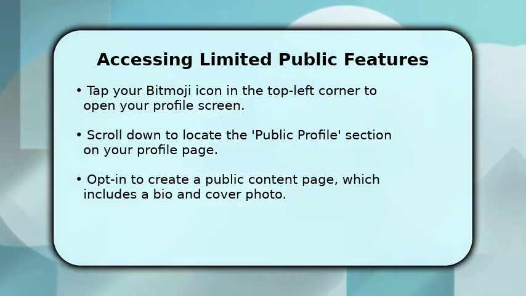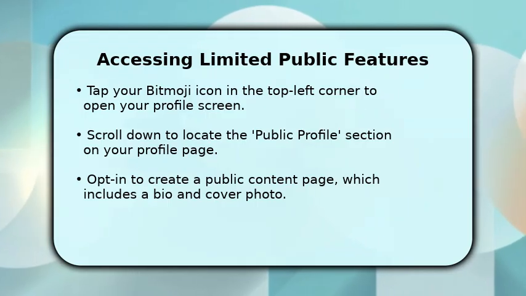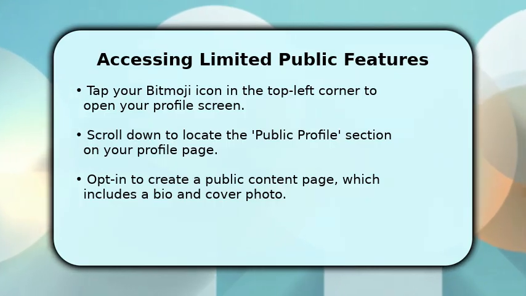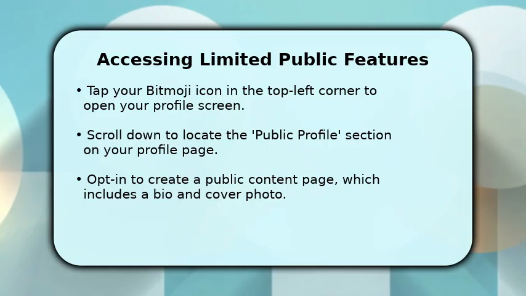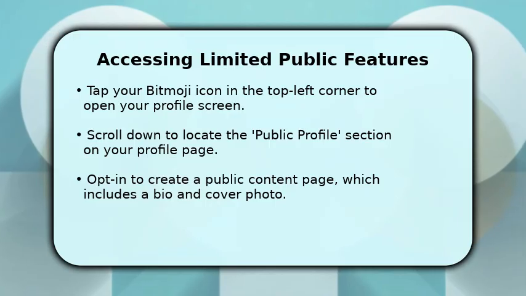Start by opening the Snapchat app and tapping your Bitmoji icon in the top left corner to go to your profile. Scroll down until you see the public profile section. Here, you should find an option to opt in and create a public content page. This allows you to add a bio and a cover photo, making your content more discoverable.